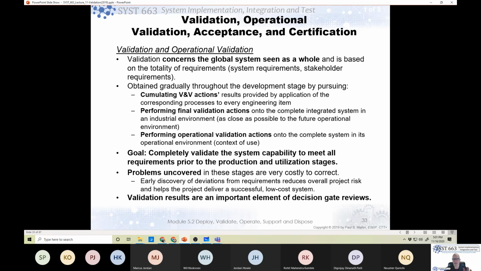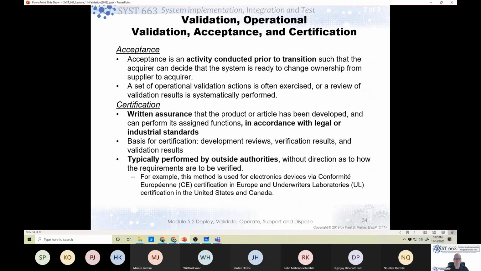There are different ways to go about doing validation. You are trying to validate the entire system. That's an important aspect, but of course your mission may be multi-leveled, so you're doing actions that culminate in the entire system having gone through its operational scenario. Validation also becomes important at a decision gate. If you want to continue to build or deploy these things, you have to have results available to the decision makers.